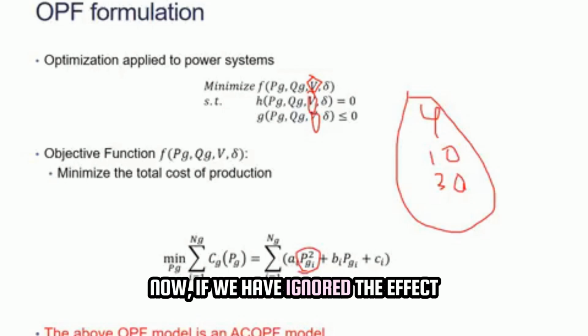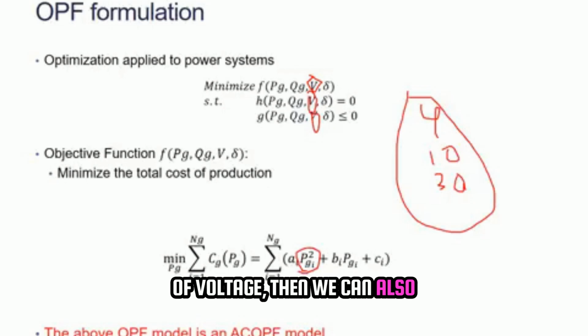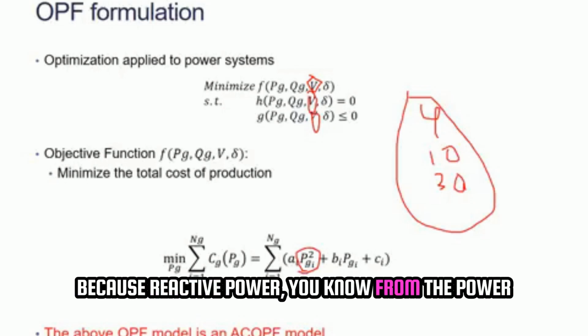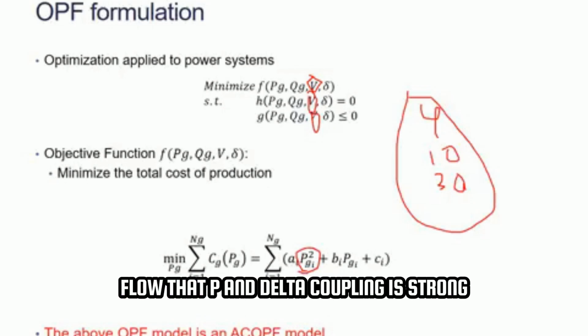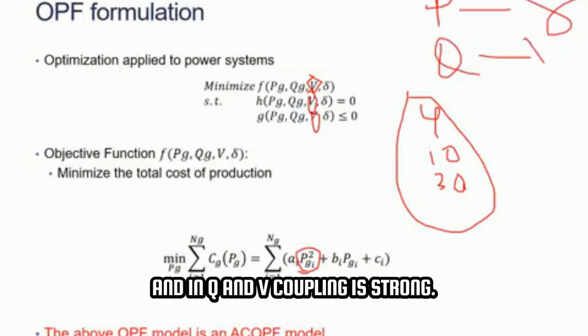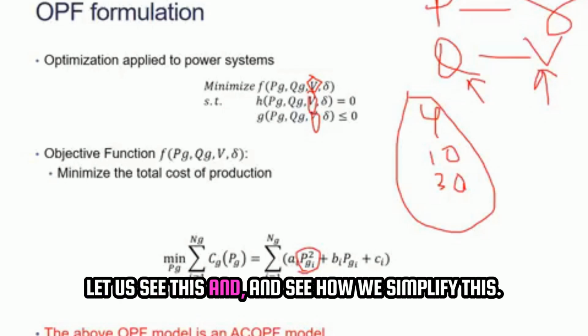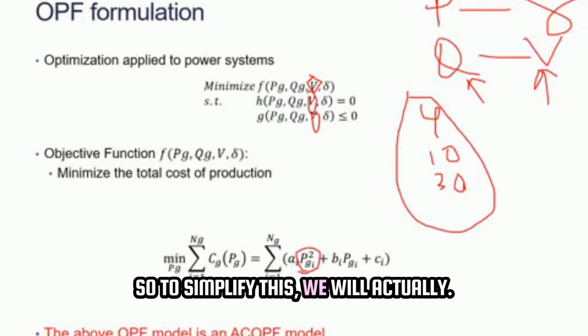Now if we have ignored the effect of voltage, then we can also ignore the effect of reactive power, right? Because you know from the power flow that P and delta coupling is strong, and Q and V coupling is strong. So if we are ignoring voltage, then Q also we can ignore, right? Let us see this and see how we simplify it.